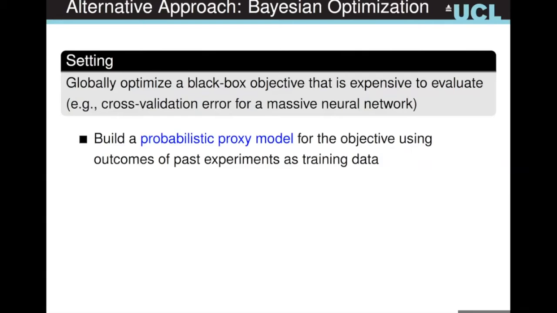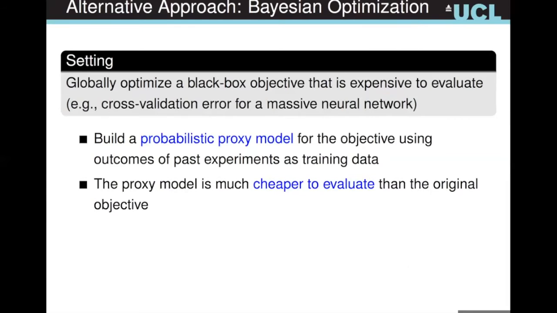Okay, so here the key idea is that if we cannot observe this black box, let's try to model it. Let's try to model the relationship between the hyperparameters or metaparameters that we pass in and the things that we observe, such as the cross-validation error. We're going to use a probabilistic model to describe that functional relationship. We approximate the black box using a probabilistic model, and we use the outcomes of past experiments as training data. We can query the black box, observe something, query it again, observe something else, and use this as training data for a supervised learning problem.